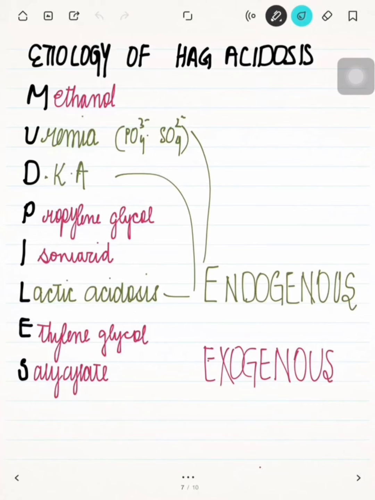Endogenous acids are due to uremia, where phosphate and sulfate are increased, or in DKA, ketone bodies, and lactic acidosis, where in hypoxemia lactate is increased. Exogenous is due to poisoning by either alcohols like methanol, propylene glycol, ethylene glycol, or due to some drugs like isoniazid and salicylate. This is remembered as a mnemonic, MUDPILES.